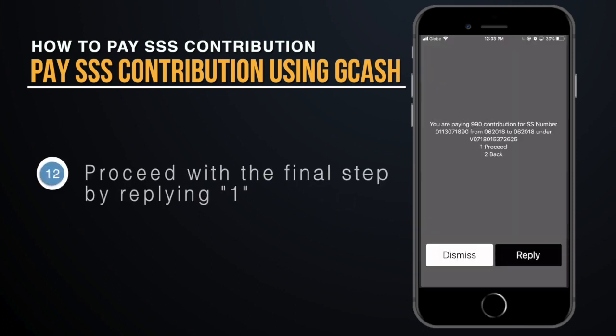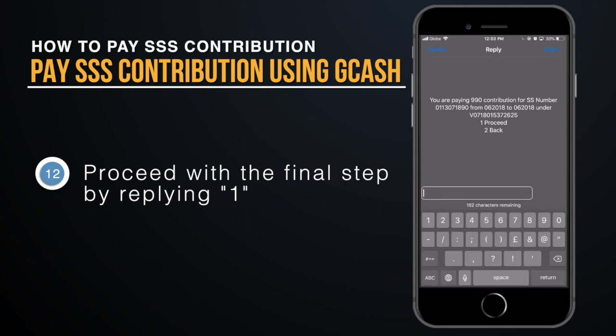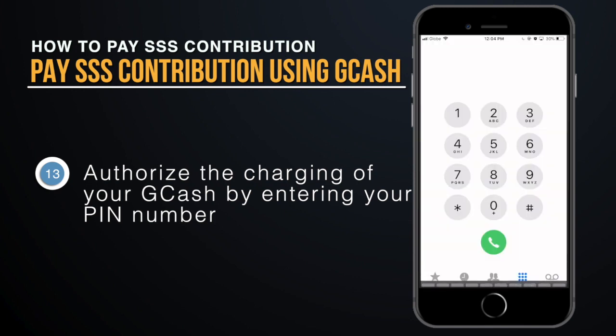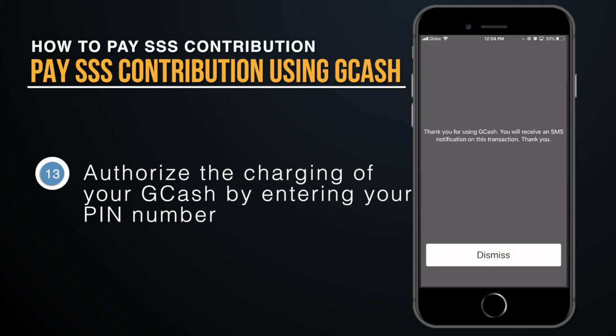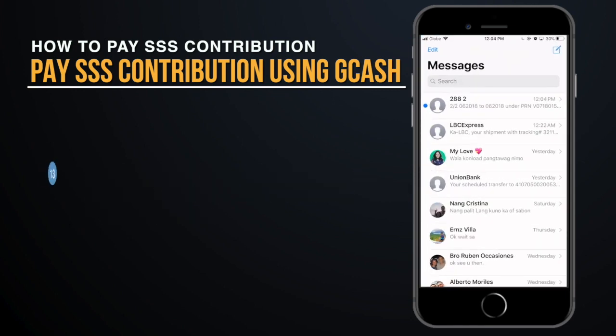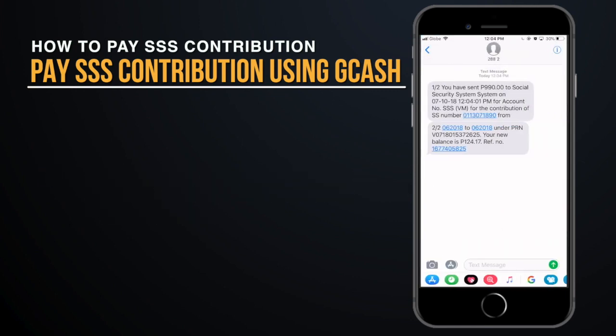Okay, there you go. So it's just a confirmation of the details that you have provided. So you just have to choose number 1 to proceed, because at this point you haven't paid yet. And here you will authorize GCash to charge your account by entering your PIN number. Alright, so you should be receiving a notification SMS. It's a text message, so let's open. There you go. So you have sent 990 to Social Security System. Okay, so that is the confirmation.